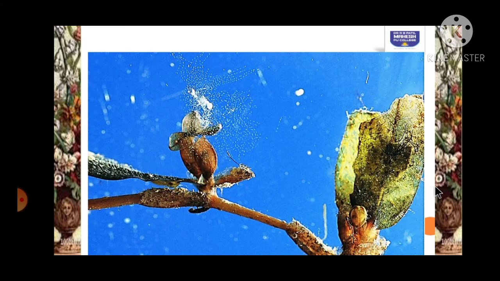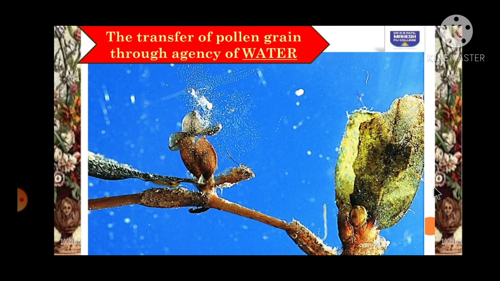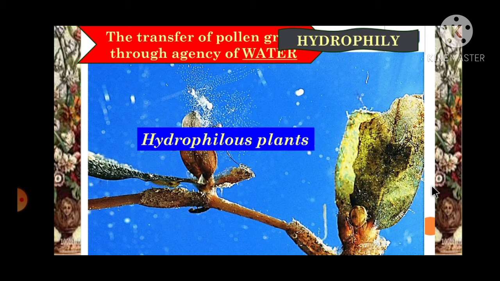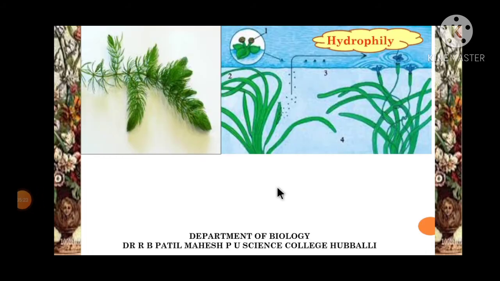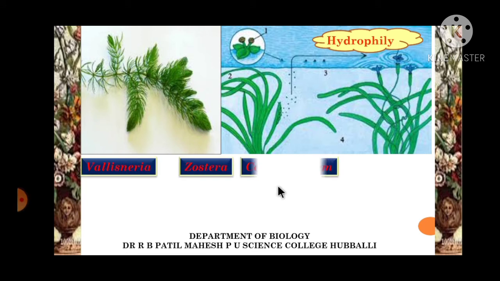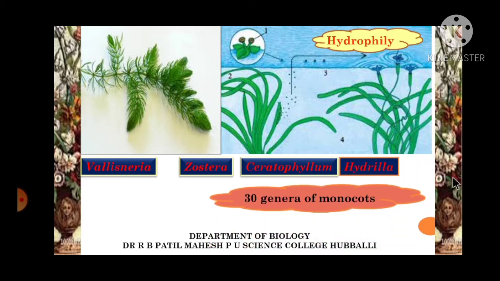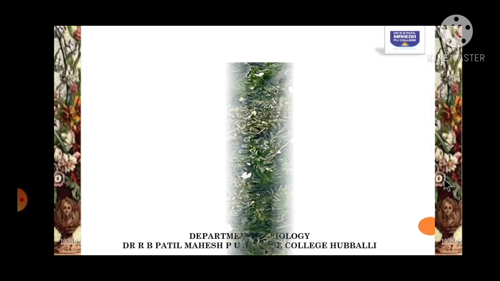Now coming to pollination through the agency of water. If the plant is getting pollinated through the agency of water, then it is called hydrophily. Plants having such adaptations are called hydrophilous plants. Some of the aquatic plants make excellent use of water. Here are plants which are getting pollinated through water: Vallisneria, Zostera marina, Ceratophyllum and Hydrilla. This type of pollination is restricted to only about 30 genera of monocot plants.